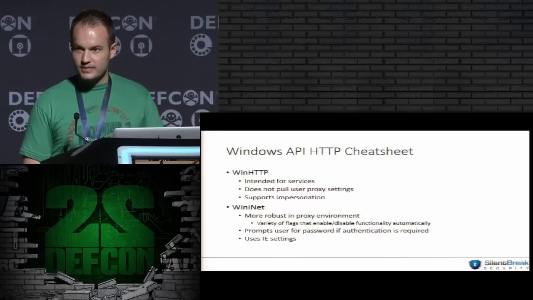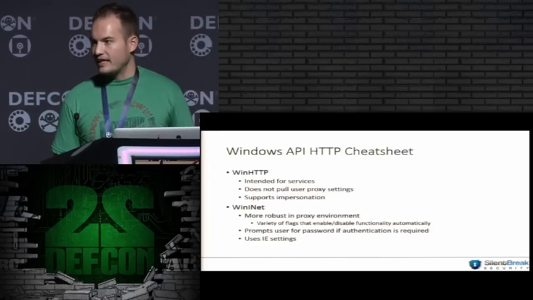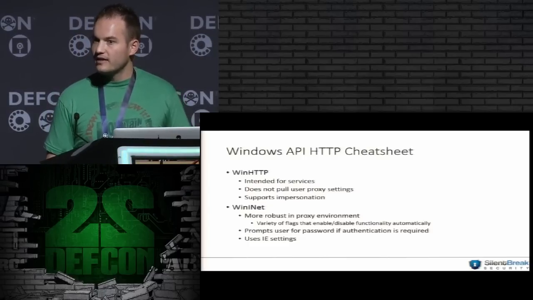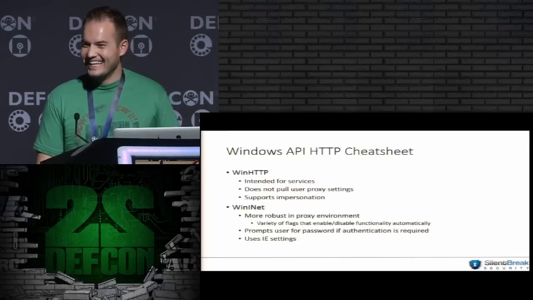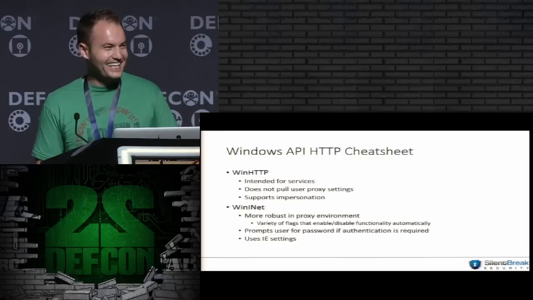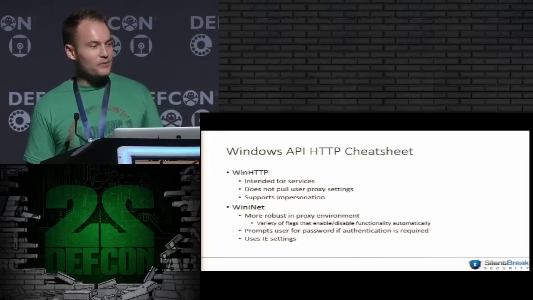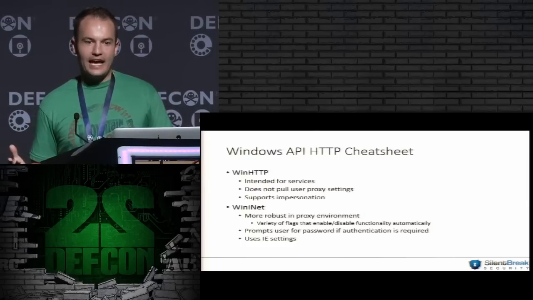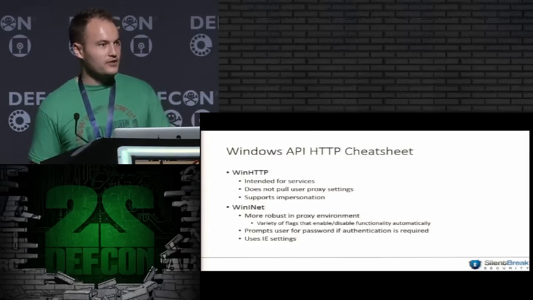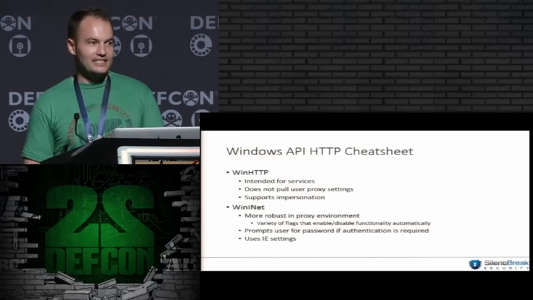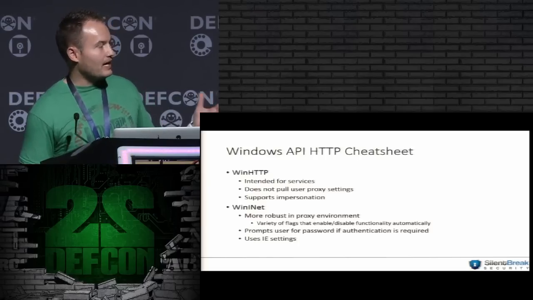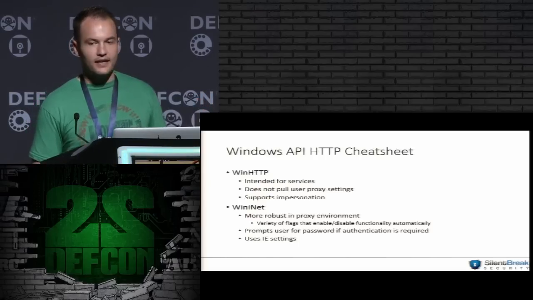Has anybody ever had problems getting out of a network that does NTLM authentication using Meterpreter? Yeah. Anybody else? Okay, well, the reason why is because there's a certain flag that you have to set. It's called the INTERNET_FLAG_KEEP_CONNECTION. And that flag will automatically tell WinINet to do NTLM authentication at the proxy. Okay, so something as complex as NTLM authentication can easily be enabled just by setting a flag within WinINet.